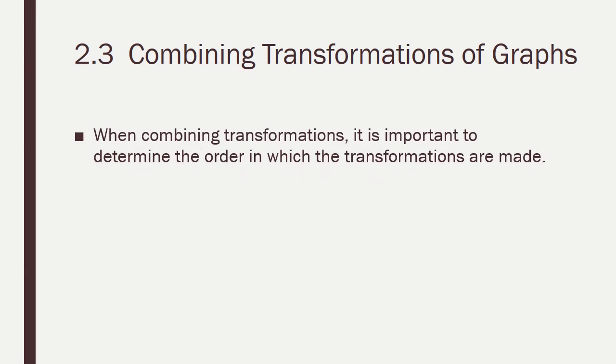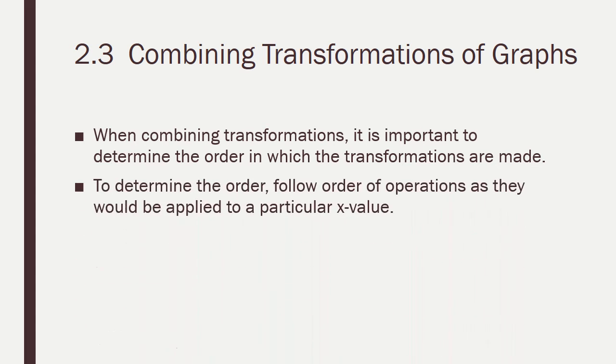Okay, now it's time to combine all these transformations we've been talking about. But before we do that, it's really important to realize that order is crucial. You need to do these transformations in the right order. And that's really just as simple as following something that you learned a long time ago. In order to do the transformations in the right order, you're going to follow order of operations for that particular x value. In other words, if there are parentheses, you start inside the parentheses. Take care of exponents, anything after that. Just follow the order of operations.